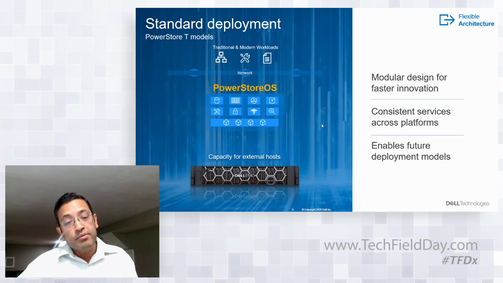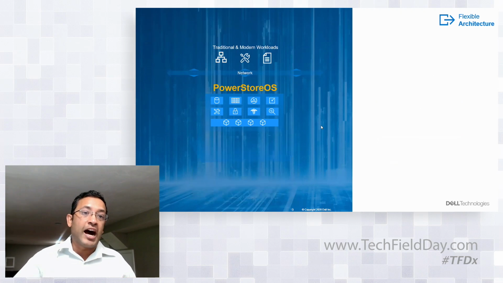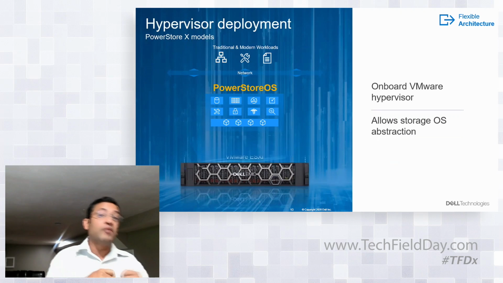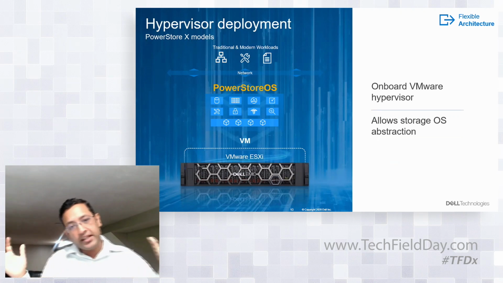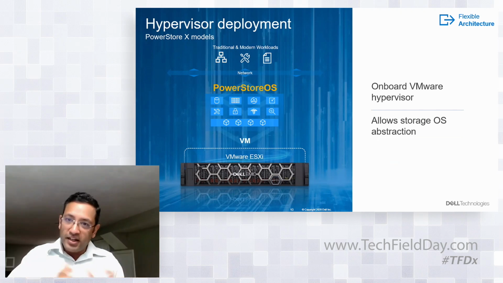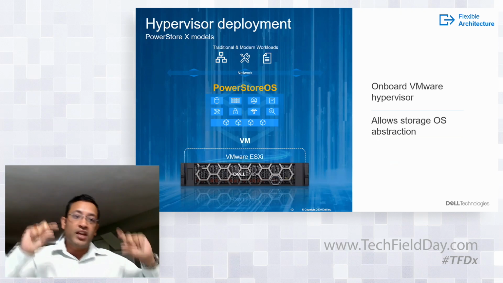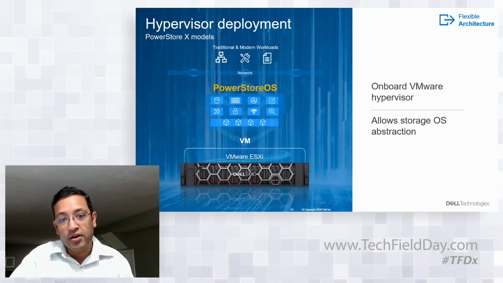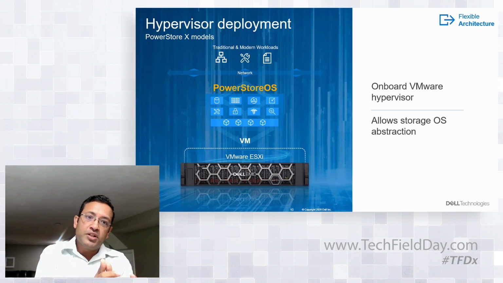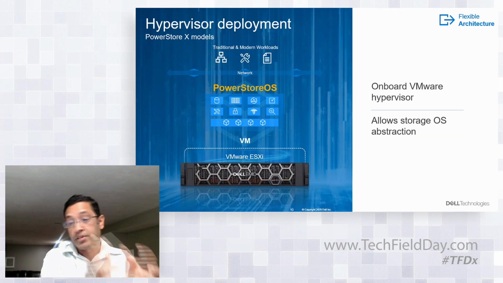What we also enable in PowerStore is what we call a hypervisor-based deployment or PowerStore X models, where we take the same PowerStore OS, we containerize, it's already containerized. Now we are running it, we put a VMware ESXi hypervisor layer on top of it. And what that allows me to do is take a certain amount of CPU, memory, hardware resources from the same appliance, run it inside a virtual machine.